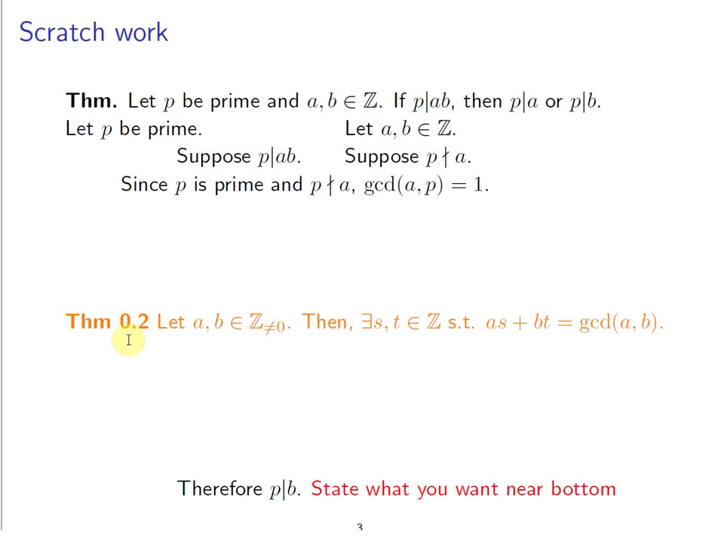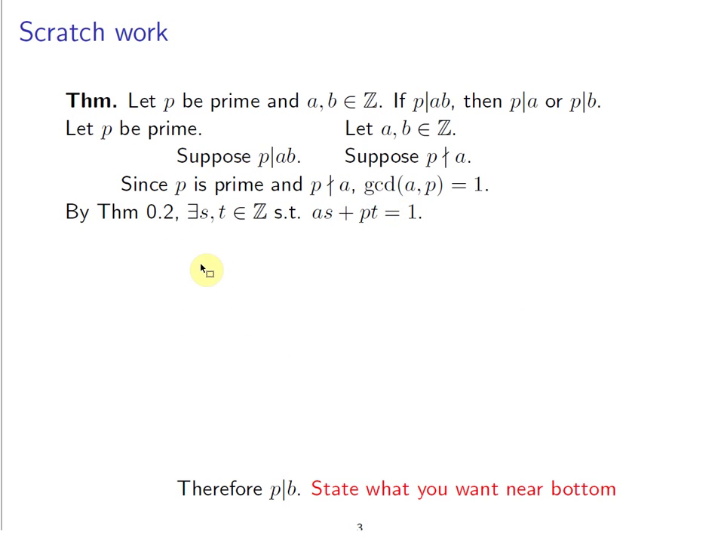Then I'm going to cite Theorem 0.2 in the text. This is the same notation Gallian uses, but if we replace the B here, so non-zero integers A and B, with P, then we have AS plus PT is equal to GCD(A, P), but we know GCD(A, P) is equal to 1. So we're going to apply this theorem using the A in the theorem as the A that's stated here, and then the B in Theorem 0.2, we're going to plug in P instead. So we get there exist S and T, integers by the theorem, such that AS plus PT is equal to 1. So now we're done with the theorem.